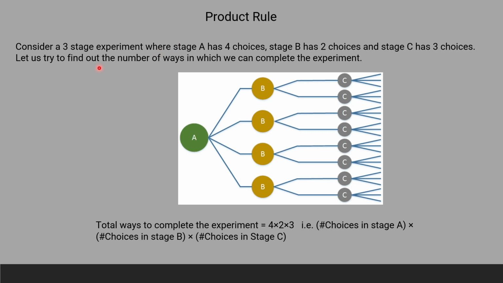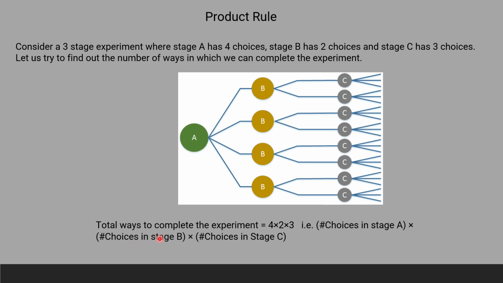So what is the product rule here? We will understand it with examples. Consider a 3-stage experiment where stage A has 4 choices. As you can see, A has 4 choices leading to B, and stage B has 2 choices, that is C. And stage C again has 3 choices ahead. So let us try to find out the number of ways in which we can complete the experiment.